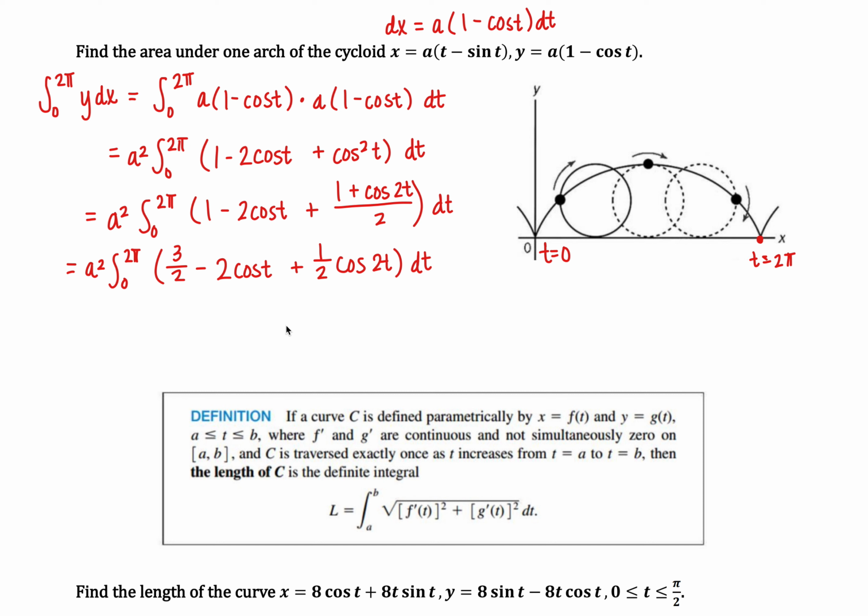So now we can go ahead and integrate this. And hopefully I have enough space here. So we're going to have 3/2 t minus 2 sine t. Now for this one, because it's a 2t, we'll have to be multiplying it by a 1/2. So when we integrate it, we'll have plus 1/4 sine of 2t. And we're going to look at that from 0 to 2 pi.